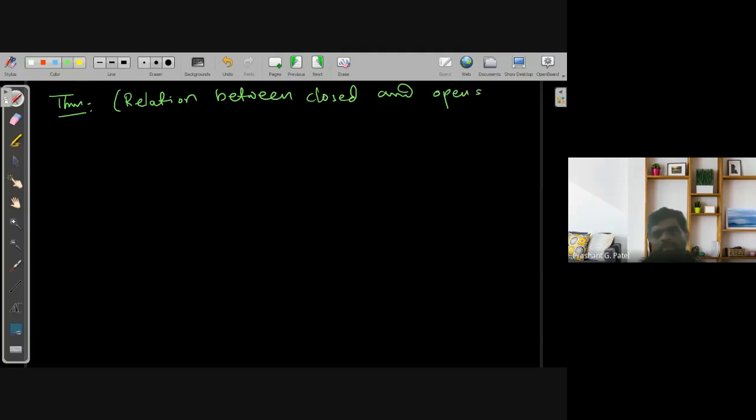So this is the theorem we need to discuss here, and that is a relation between closed and open sets. So let us write the statement. Let X be a metric space.